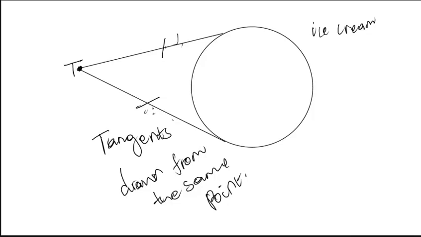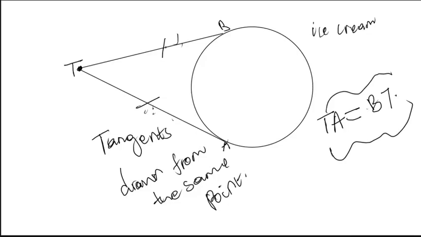So let us say here we have A and here we have B. Basically what we're saying is that TA should equal BT, or TB in essence. And then we say the reason is tangents drawn from the same point. And we know that applies when this point here is outside the circle. Hope that makes sense, ladies and gentlemen.